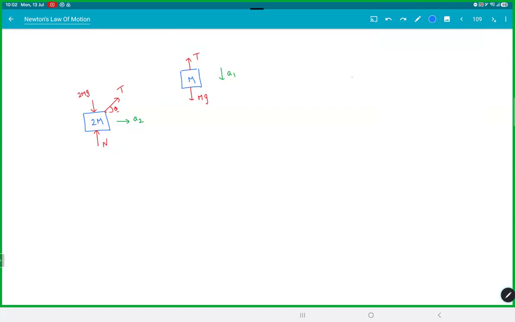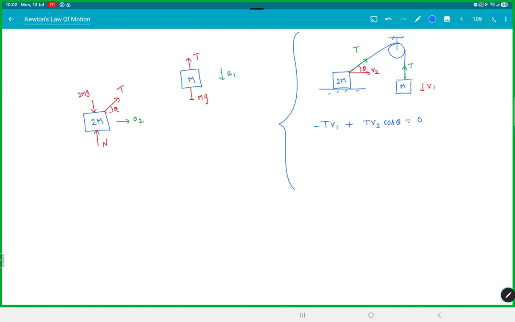And find the relation between the accelerations. So how do you find the relation between accelerations? We use the power method, the method 2. But be careful. You cannot use the power method for accelerations when theta is changing. So we have to do it for velocities v1 and v2. Power method works for velocities. And if theta is constant, it would have worked for accelerations also. So this will be minus T v1 plus T v2 cos theta is equal to 0. So we get v1 is equal to v2 cos theta.